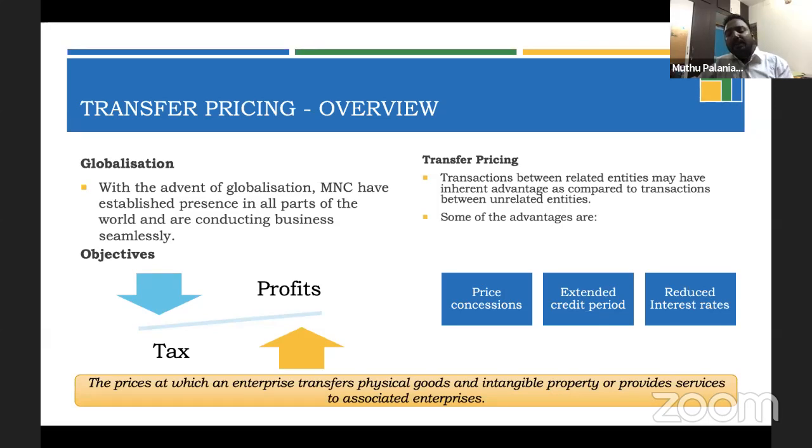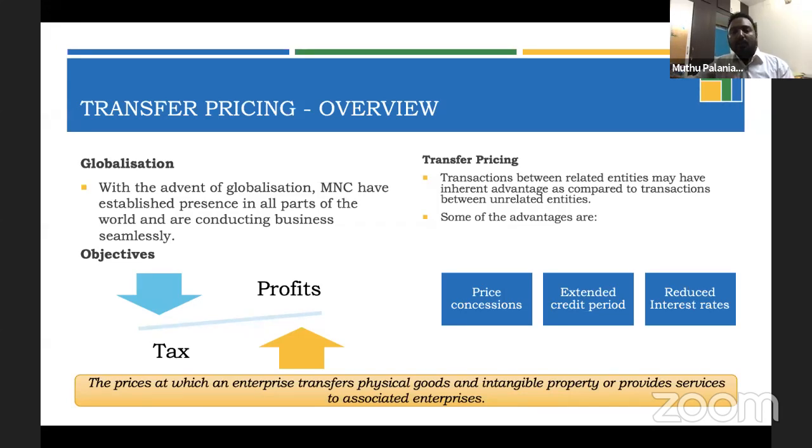Now, the third benefit could be a reduced interest rate. This interest rate could be related to a loan borrowing. When you are borrowing a loan from a bank or any other institution, or the group entity themselves are providing your loan, it could be in such a manner that you are provided reduced interest rates, or you are probably given a guarantee for getting a higher loan amount or a better loan scheme. So these are the benefits of a loan transaction in a related entity. So these are the advantages.